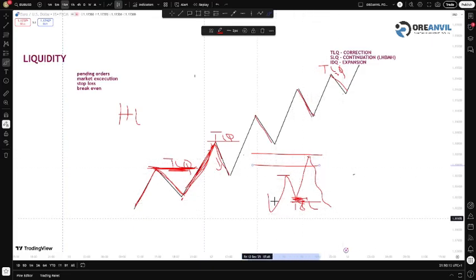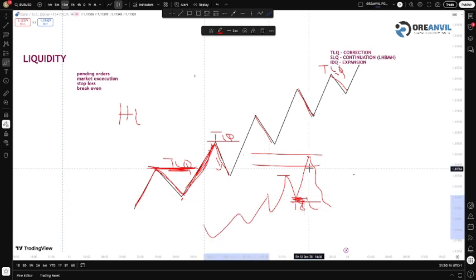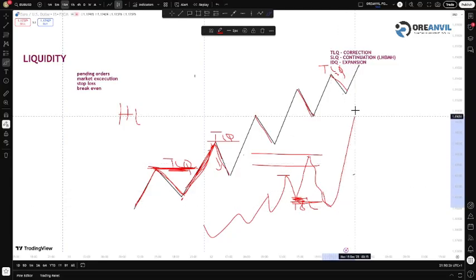But in an uptrend scenario, as long as the market is in uptrend, the last previous low is your inducement liquidity. And when this inducement liquidity is taken, you are expecting an expansion to the upside. That is the difference between transactional and inducement liquidity. Transactional liquidity takes price as a correction, while inducement liquidity takes price as an expansion.